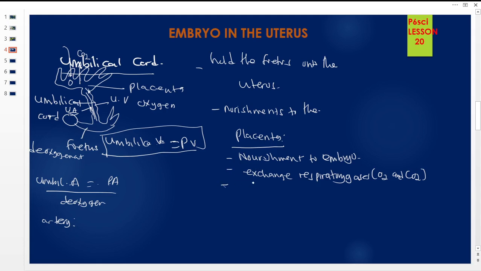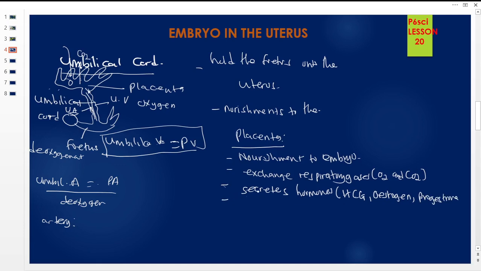Now also this placenta secretes hormones. The hormones secreted by the placenta, one, we have the HCG, the human chorionic gonadotropin, which is used to test whether someone is pregnant, and this one comes from the chorionic villi here. Then apart from that, it can also produce estrogen, and progesterone, which is needed to maintain the thick walls of the uterus.